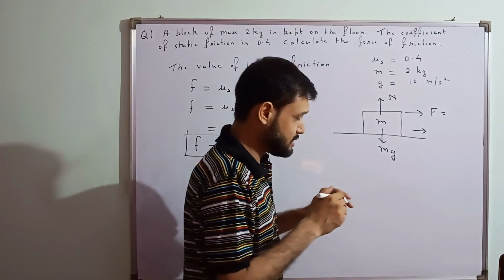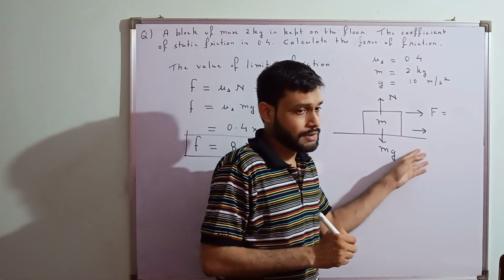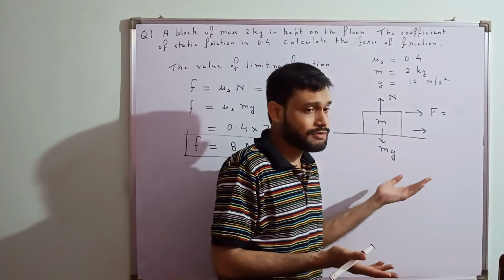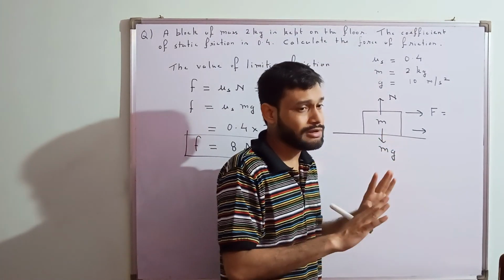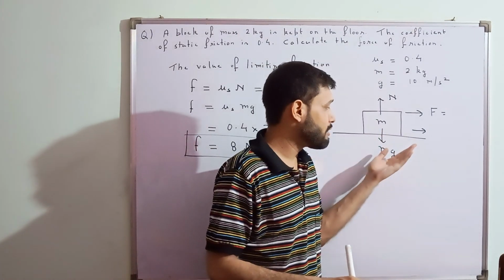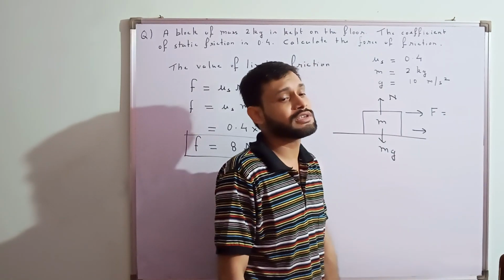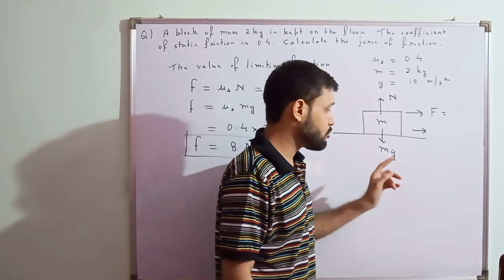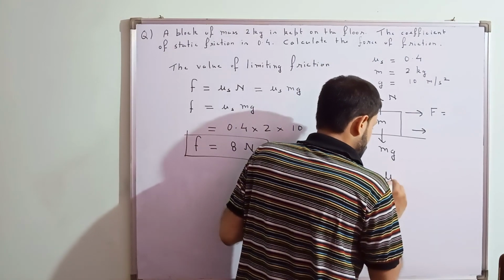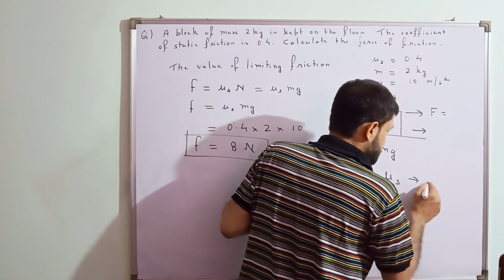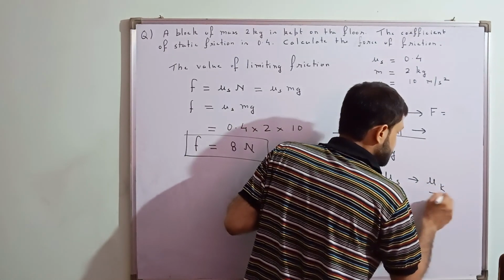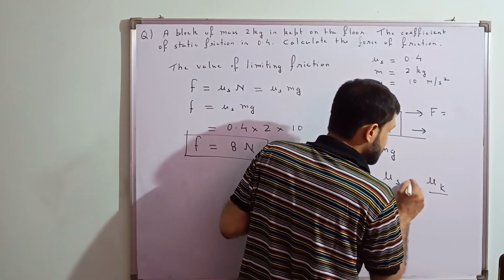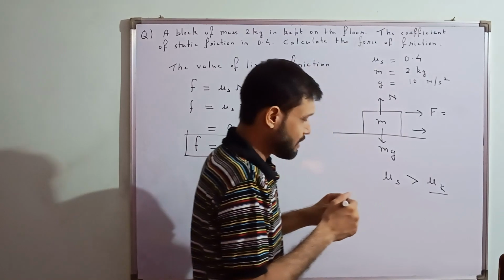And what will happen? Once it starts moving, the interlocking will reduce. The irregularities will not get enough time to interlock. Now the nature of friction will decrease. Then this coefficient mu s will change to coefficient mu k. Now the coefficient mu k is somewhat less than this. Now what will happen?